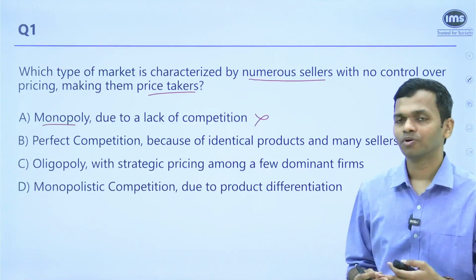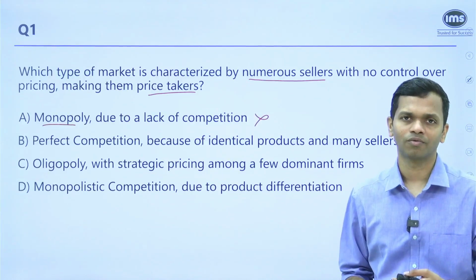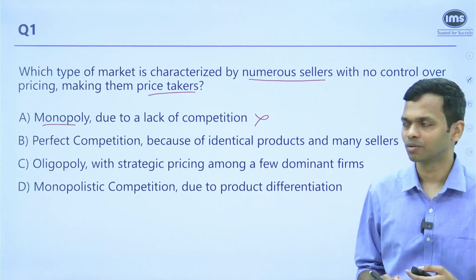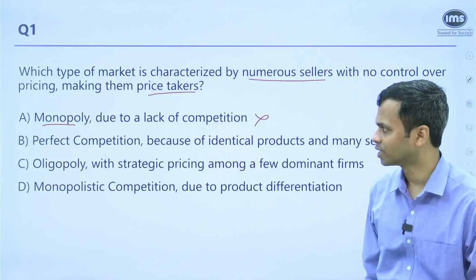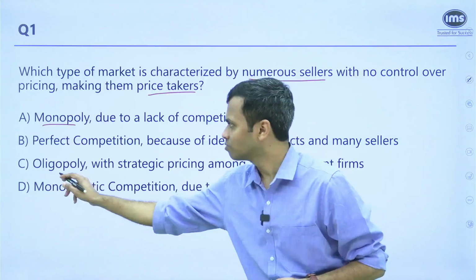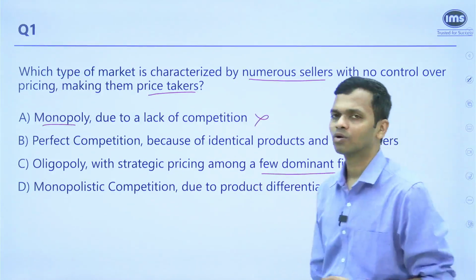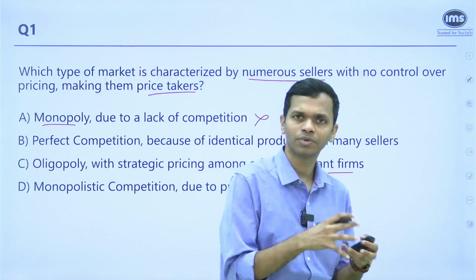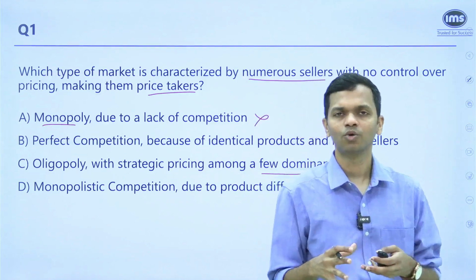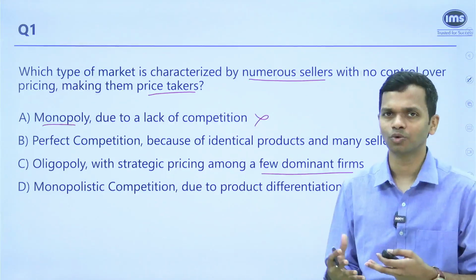The second says perfect competition, which is what we see in most industries, wherein you have a lot of sellers, a lot of players present in the market, and most likely this is going to be our answer, but we'll look at the next option as well. The third one says oligopoly with strategic pricing among a few dominant firms. Now, oligopoly happens when you have a few dominant sellers. So let's say there are 3 or 4 players in the market who basically govern what the pricing should be, right? They have large control over the market.